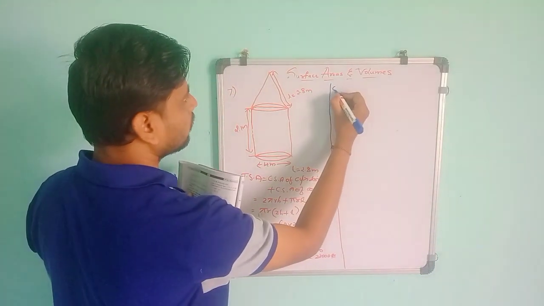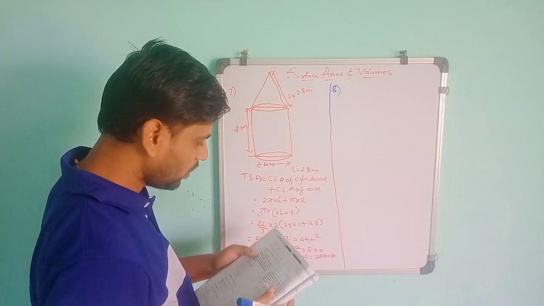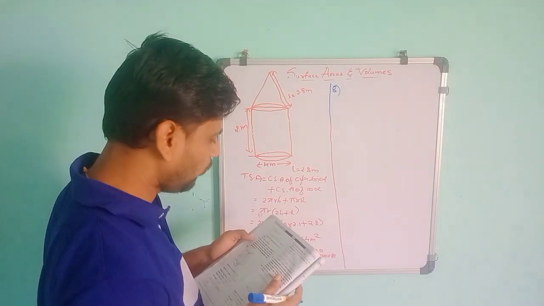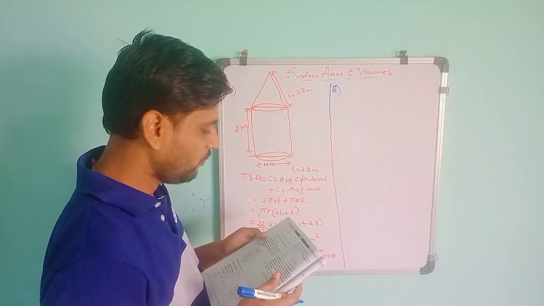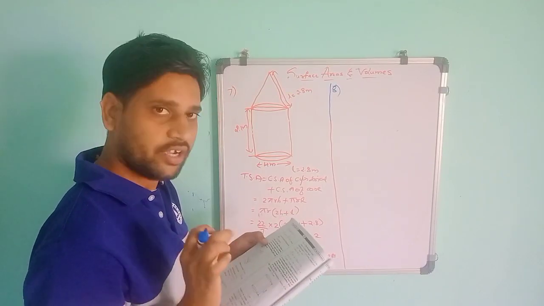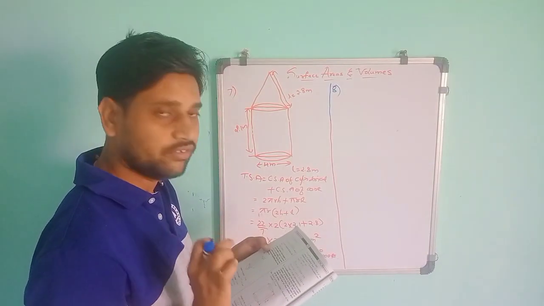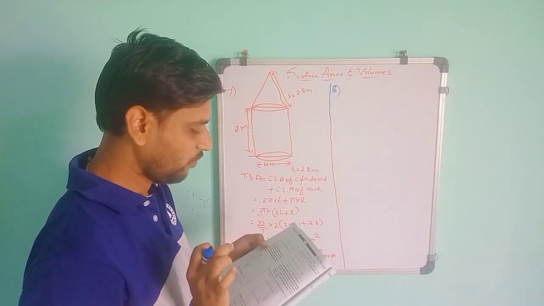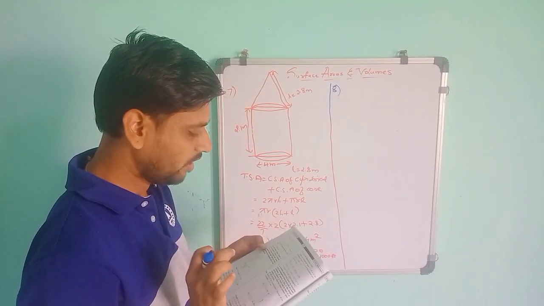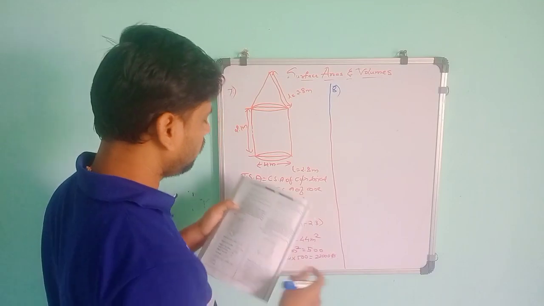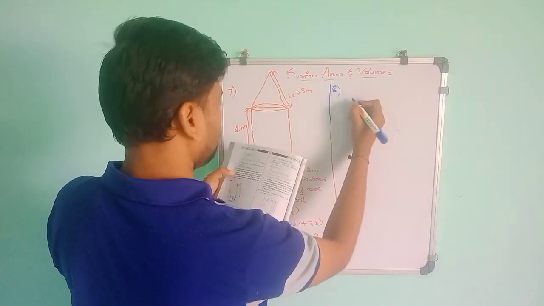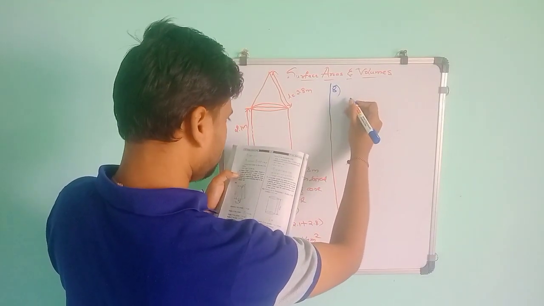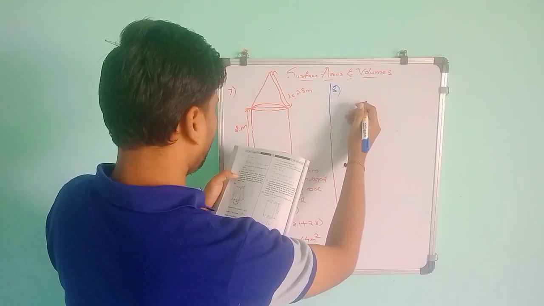The next problem. From a solid cylinder whose height is 2.4 cm and diameter 1.4 cm, a conical cavity of the same height and same diameter is hollowed out. Find the total surface area of the remaining solid to the nearest centimeter square. So, in this one, we are given a solid cylinder.